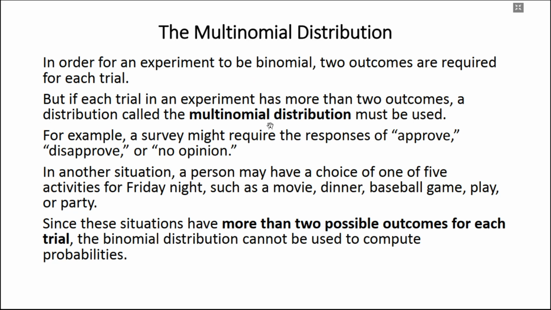So all we are saying is that binomial distributions have only two outcomes, but when the possible outcomes are more than two, we use what we call the multinomial distribution. Since this situation has more than two possible outcomes for each trial, the binomial distribution cannot be used to compute the probabilities. So let's go to our worksheet, and I will take you through the PMF that we have for multinomial distribution.